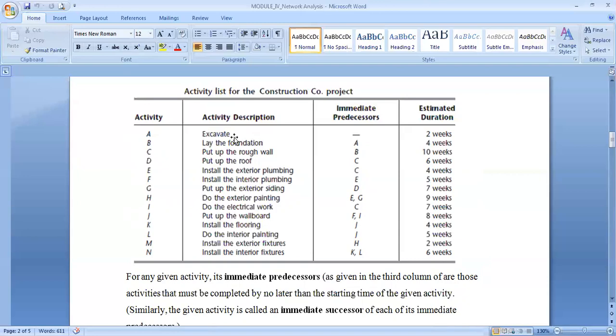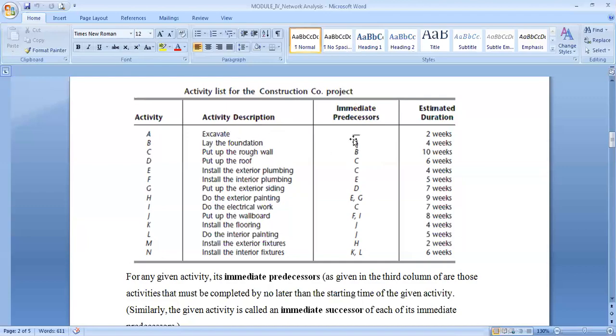This means there is no previous activity to this excavation, because this is the first activity. Then after excavation, next we go for the foundation work. This foundation work has an interdependency. That is, the foundation can only be commenced when the excavation work completes. After finishing the excavation work, the foundation work will start.